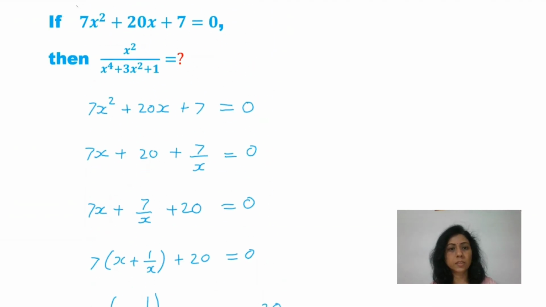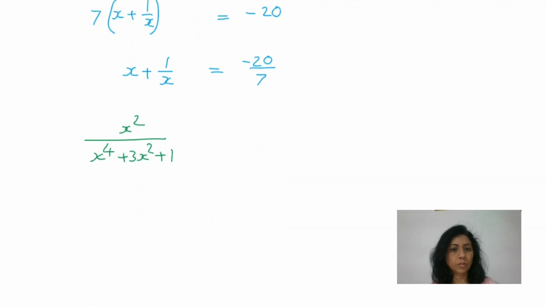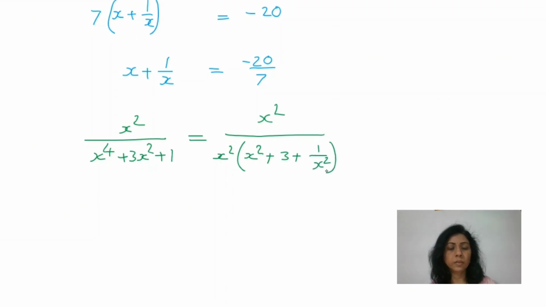We can check exactly. Here, x² is in the numerator. From the denominator we can take x² common. So here is left x², here 3, and here 1/x². This x² and this x² cancel. We get 1 upon x² + 1/x² + 3.